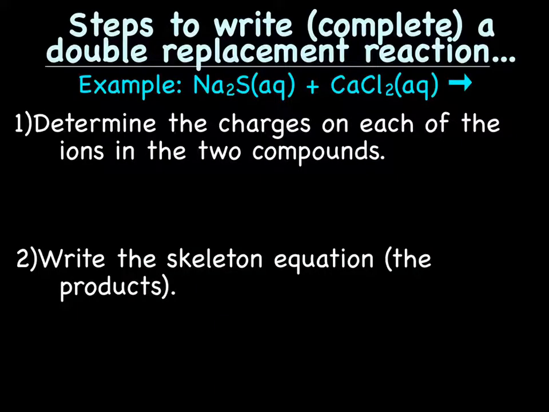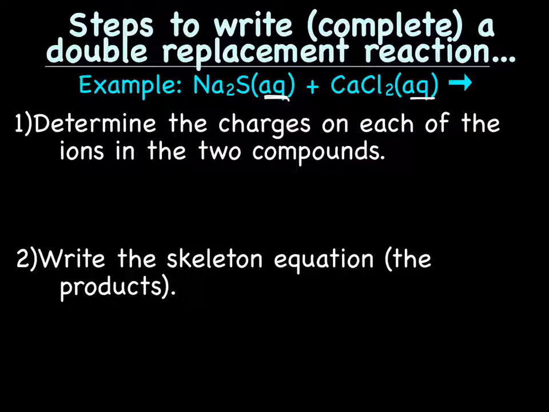Okay, let's go over the steps to write or complete a double replacement or displacement reaction. The example we'll be using is Na2S plus CaCl2. One thing I want to point out is that these are both aqueous. That's one of the requirements for a double replacement reaction: your reactants need to be aqueous, or dissolved in water, in solution.